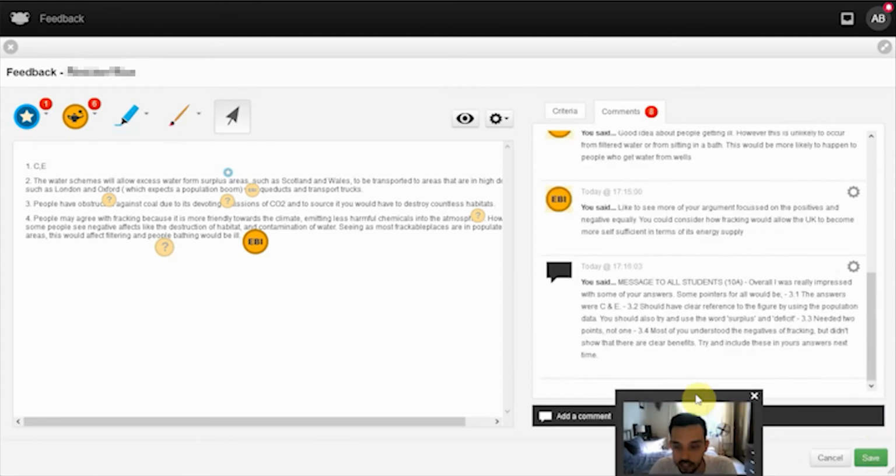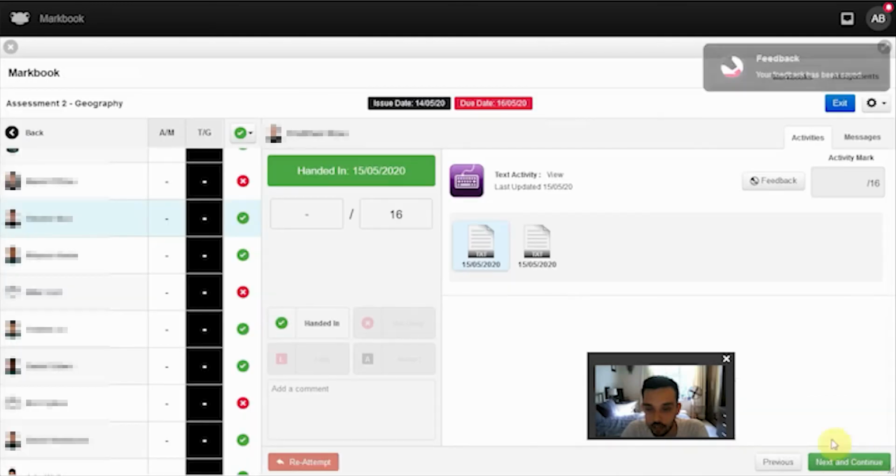I'll click add, and then at the end I would click save, and that feedback has now been saved and it is there for the student to then look back at pretty much instantly.